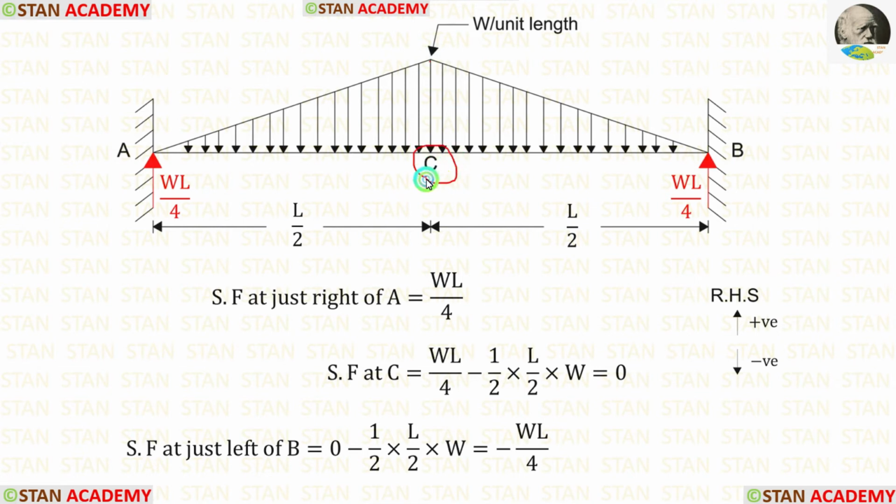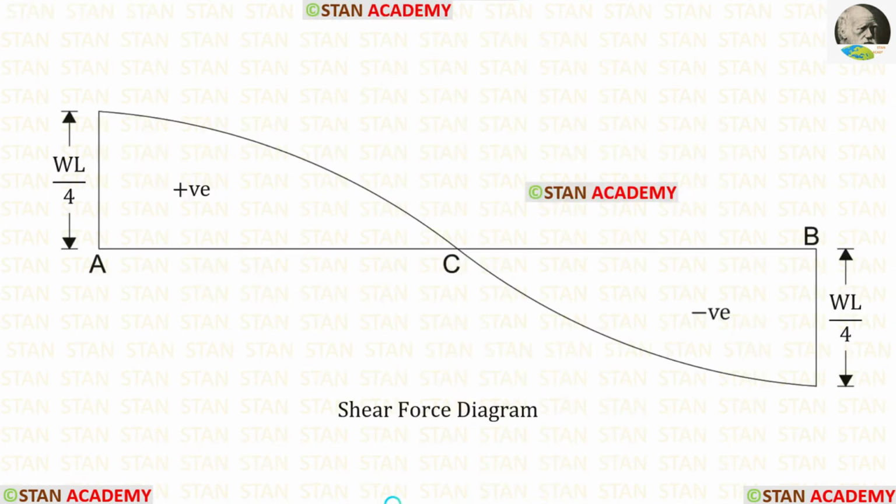Then from the point C to the point B, we have the triangular loading. For the triangular loading, we have to find the area for shear force. So for the shear force at just left of B, we are getting minus WL upon 4. Using the shear force values, we can draw the shear force diagram.